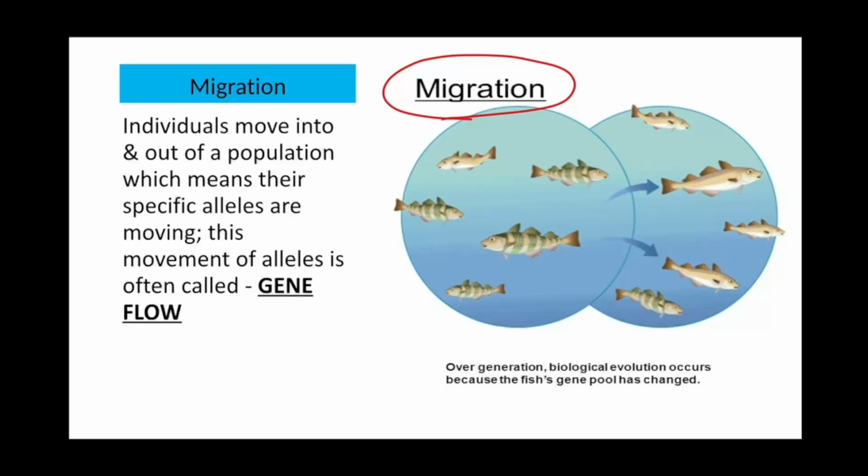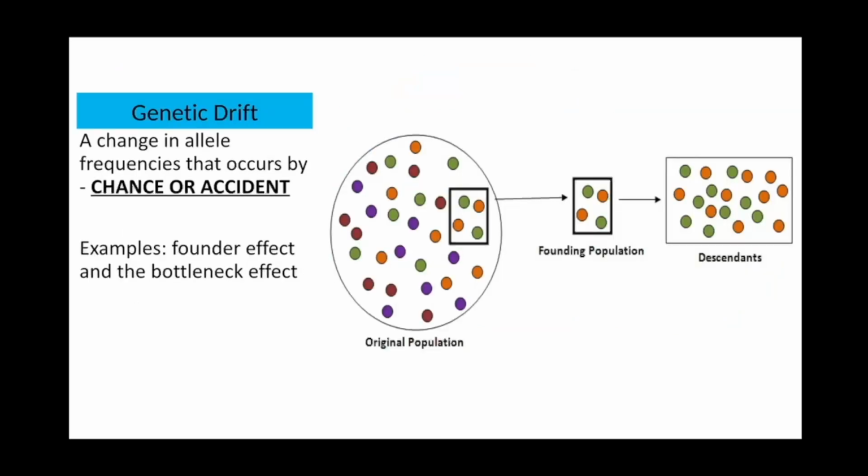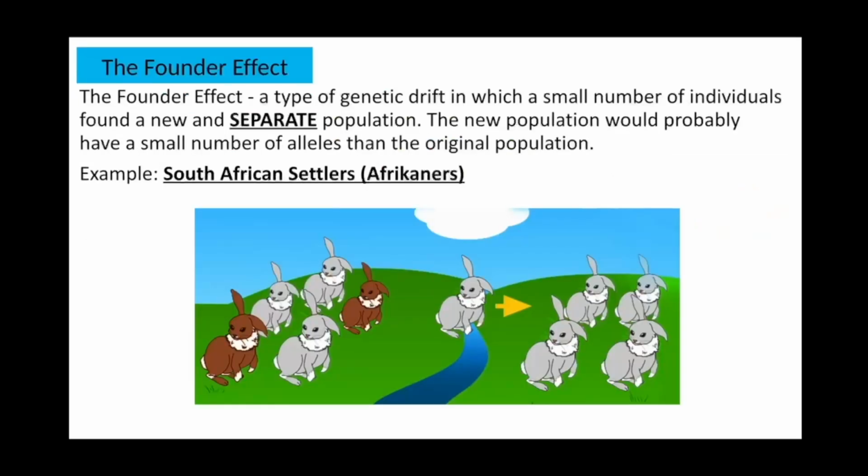We can also call this movement of alleles gene flow, that the genes are flowing from one place to the next. A change in allele frequencies that occurs by chance or accident we call genetic drift. And there are two examples of this: the founder effect and the bottleneck effect.